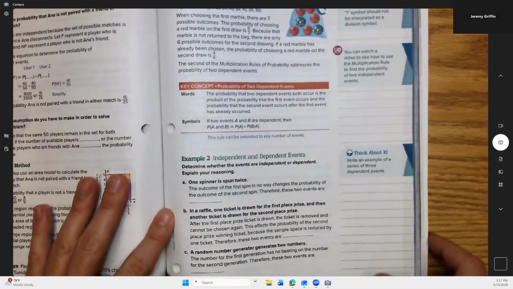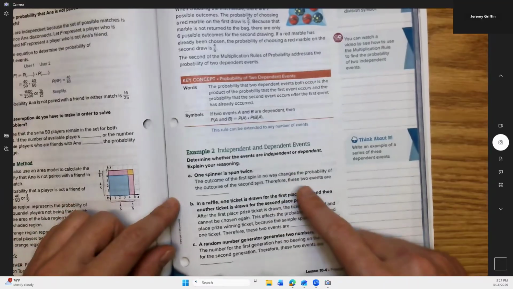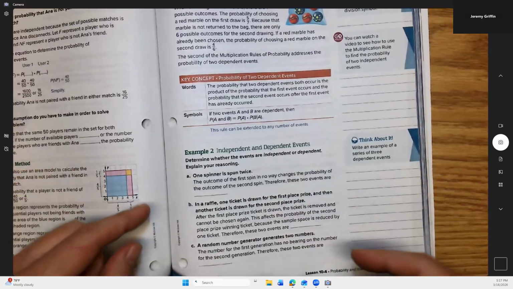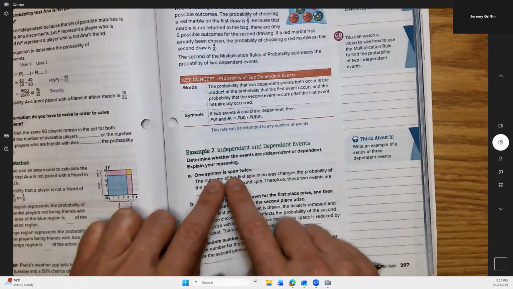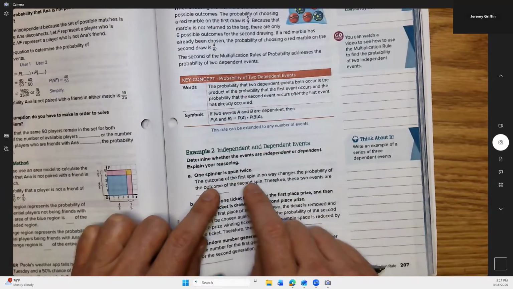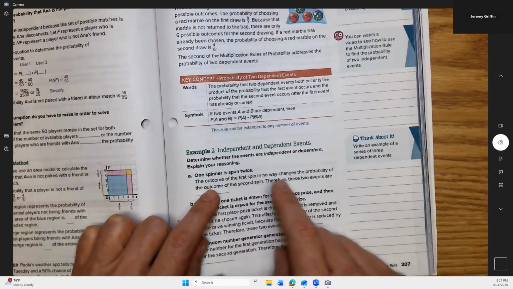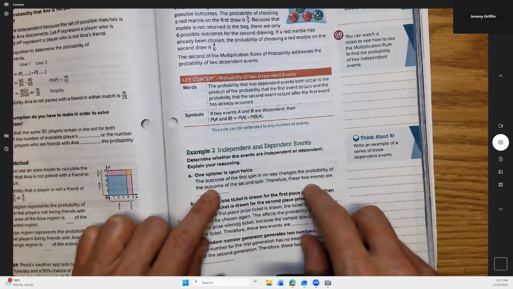All right, so here, let's look here. They have some questions asking whether something is independent or dependent, so you have to be able to identify that. The spinner is spun twice. Well, if you spin it the first time, it's relatively unlikely that the second spin would be affected by the first.